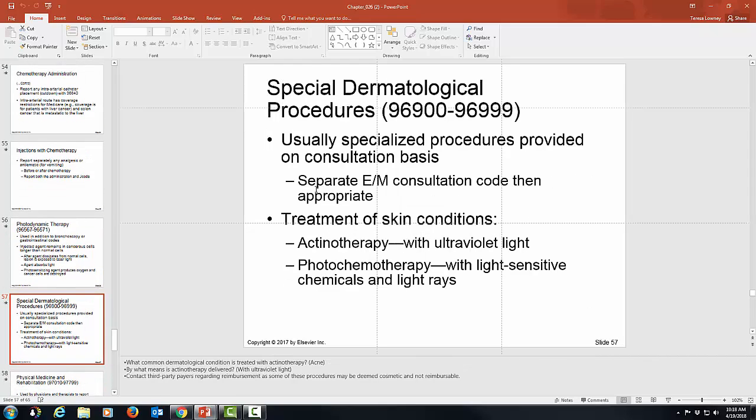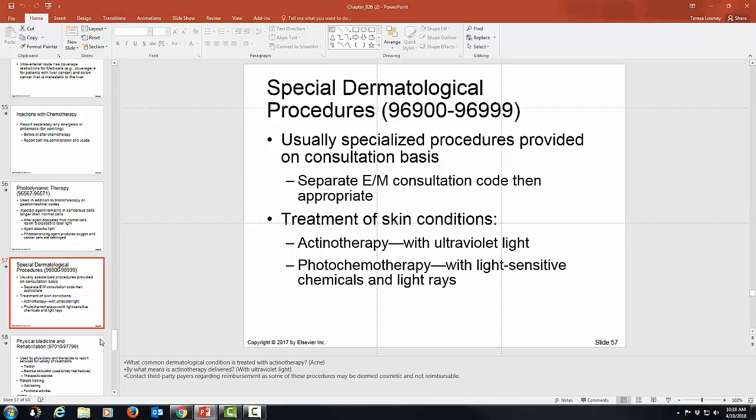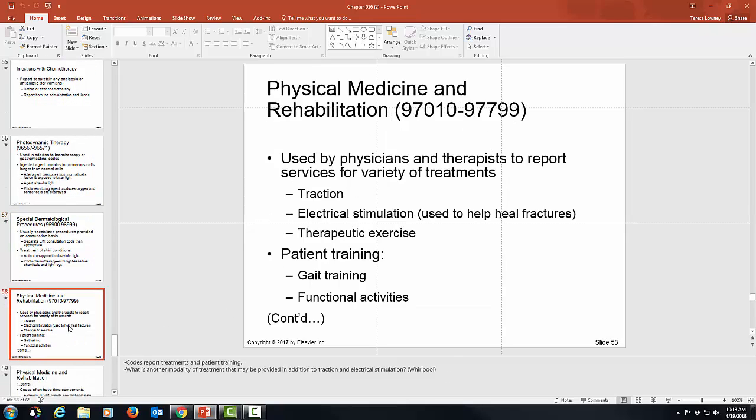Special dermatologic procedures, these are highly specialized. A separate E&M consultation code may be appropriate. And so here are some of the procedures that we're doing with people who have special skin conditions that need ultraviolet light or light-sensitive chemicals or light rays.